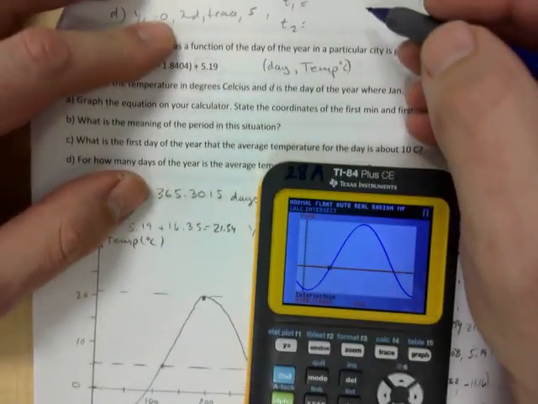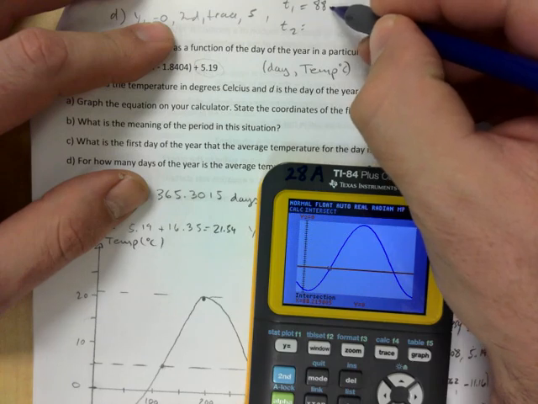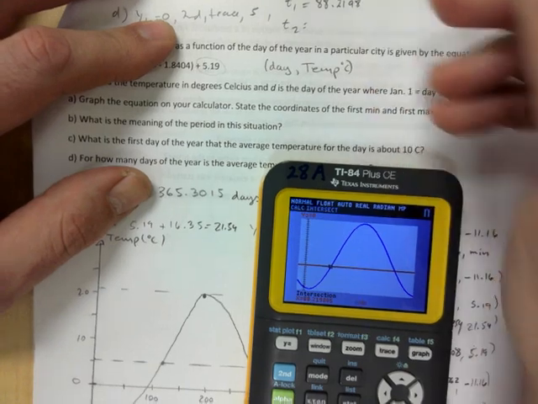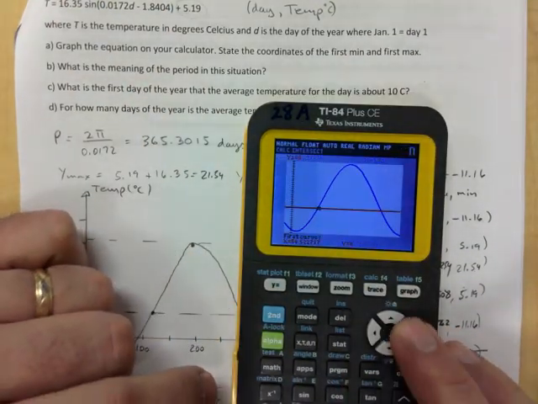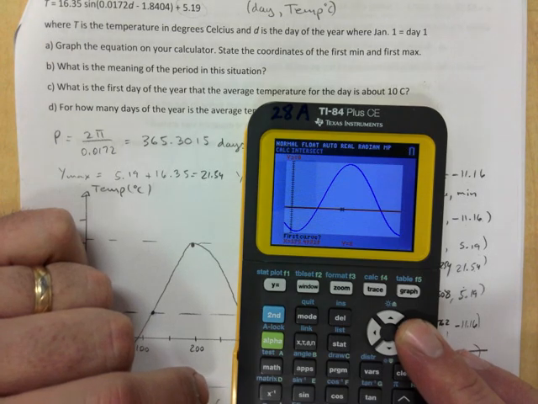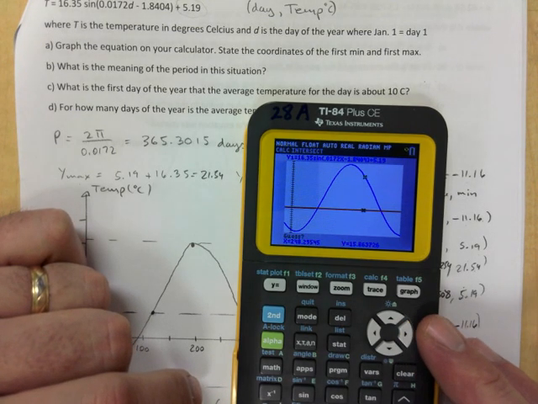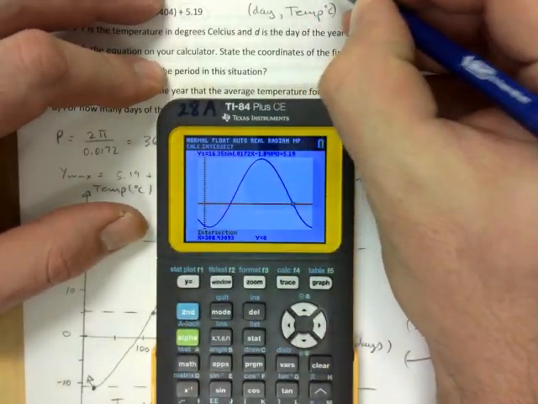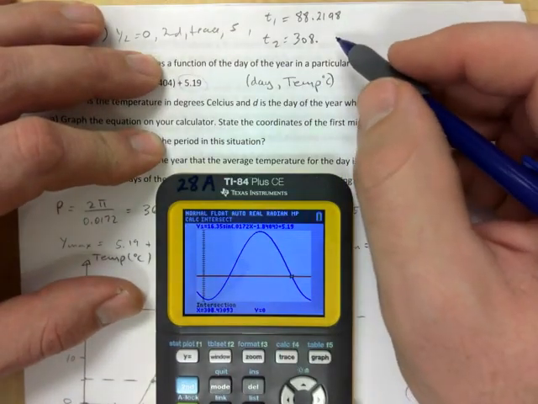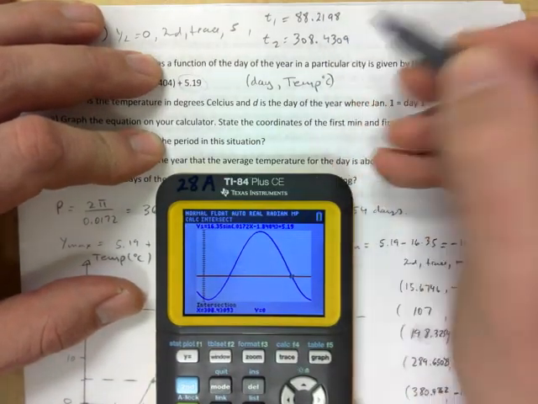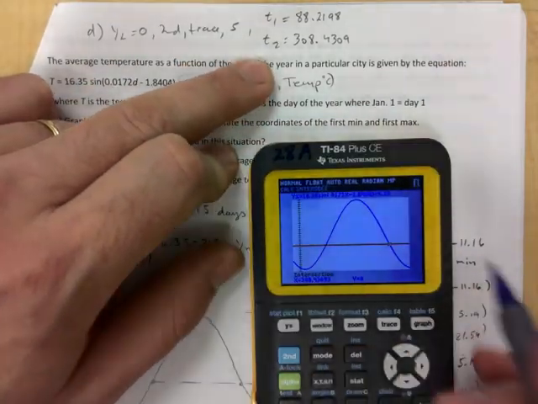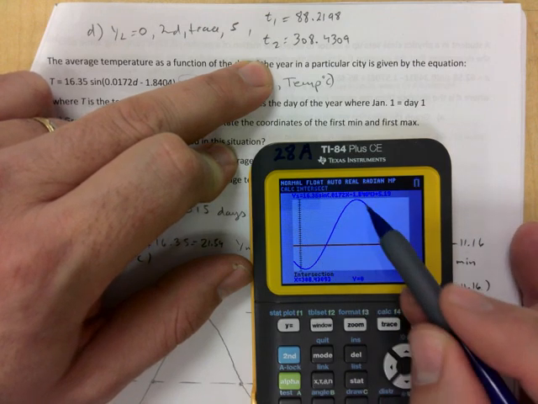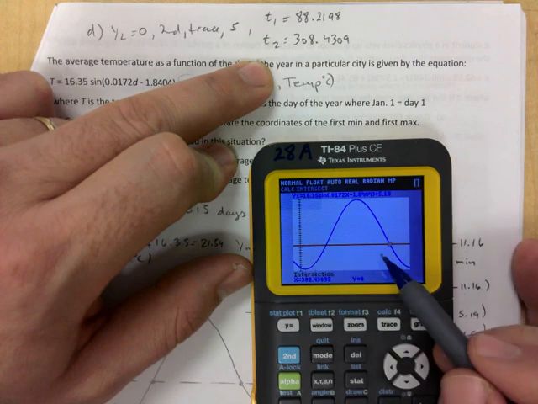And that's 88.2198. And find it again. Jump lines right across here. And that is 308. You can see that 308.4309. Okay. Now you have to be careful. If you find a difference between the two, you're actually going to find the number of days that it's above freezing. We want below freezing, right?